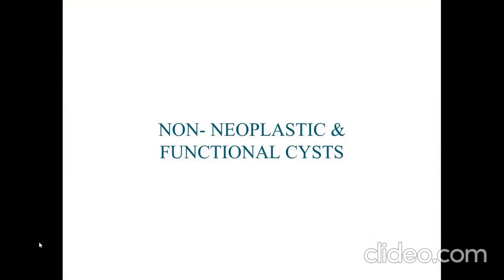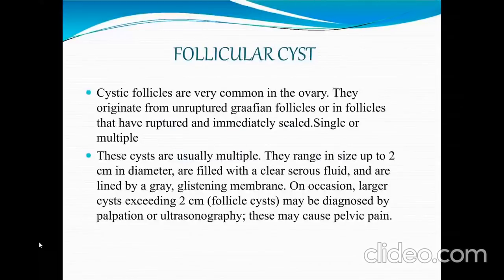So now we'll begin with the non-neoplastic and functional cysts of the ovary. First, we'll discuss follicular cysts. Cystic follicles are very common in the ovary. They originate from unruptured Graafian follicles or from follicles that have ruptured and immediately sealed. They can be single or multiple. These cysts are usually multiple. They range in size up to 2 cm in diameter. They are filled with a clear serous fluid and are lined by a gray glistening membrane.